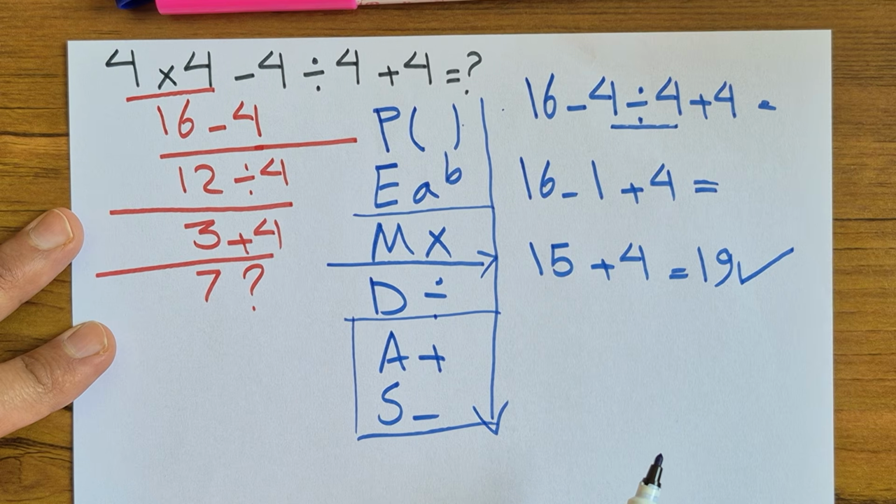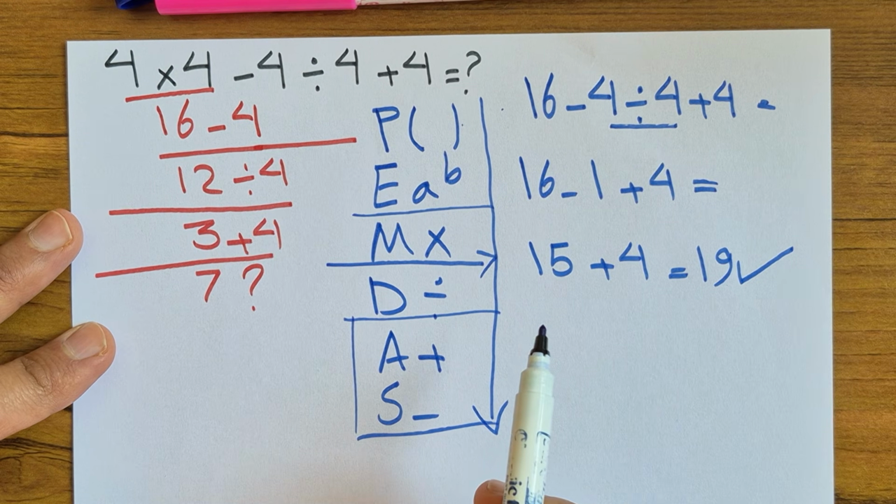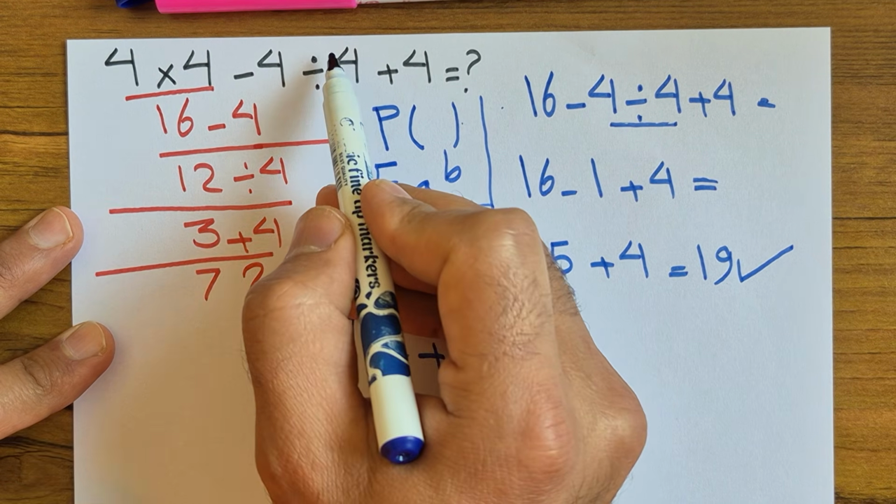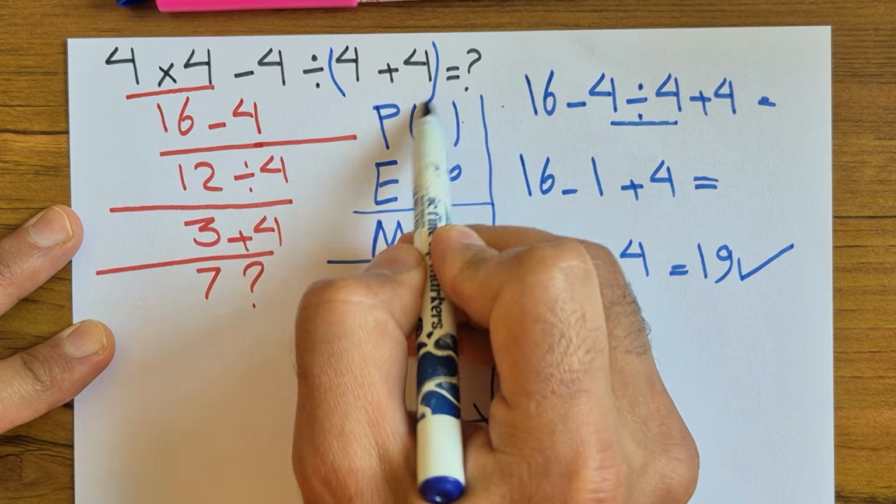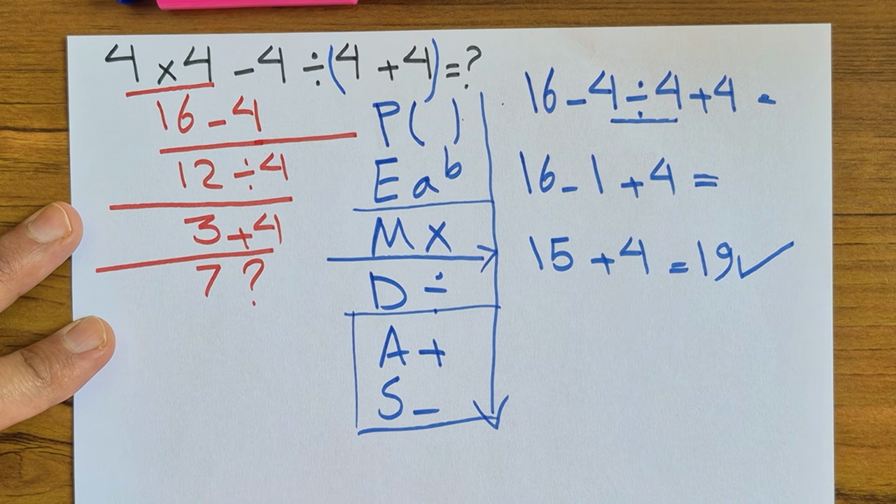As your homework, should you choose to accept it, what would the answer be if we had, for example, this 4 plus 4 inside the bracket?